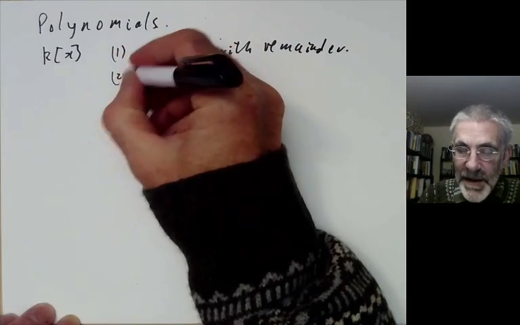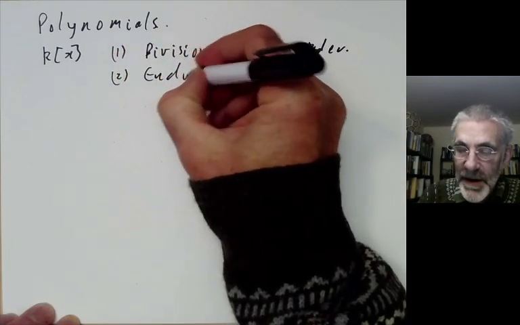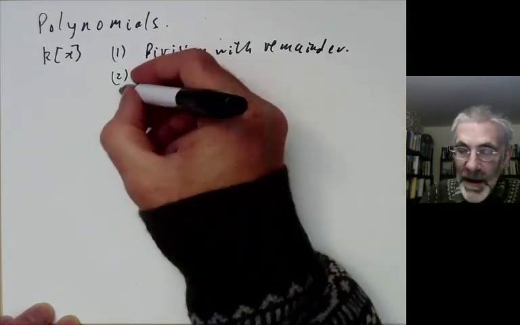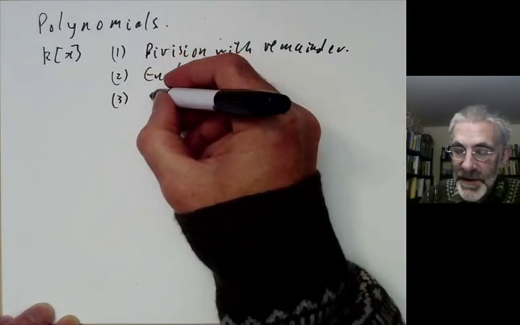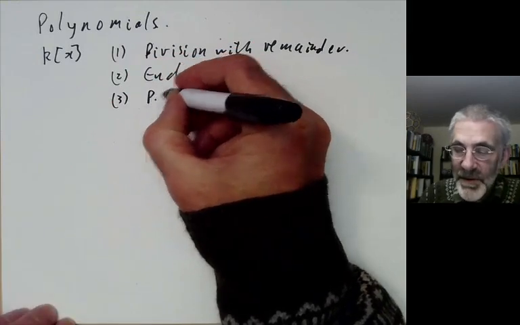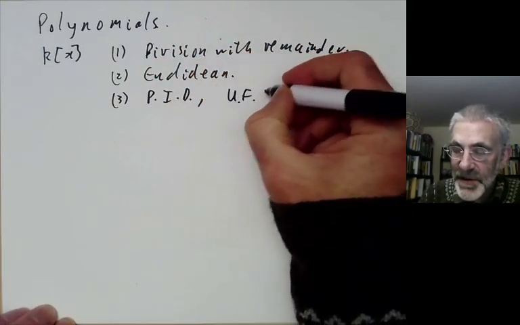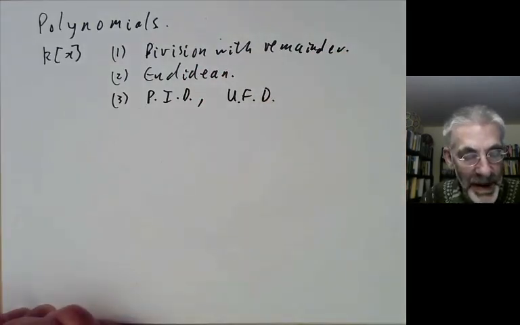This implies that it's a Euclidean domain, just as the integers are, and just as we saw for the integers, this implies that it's a principal ideal domain and has unique factorization, so it's a unique factorization domain.